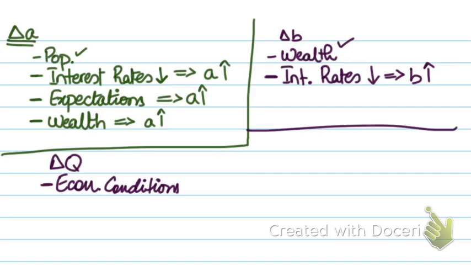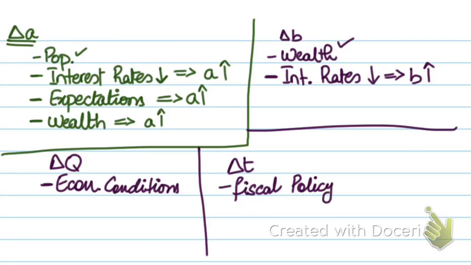And lastly, changes in tax rates. Changes in tax rates are primarily because of changes in fiscal policy, depending on the economic objectives of the government, because fiscal policy decides what the tax rate should be. And we'll discuss fiscal policies in detail in the future.